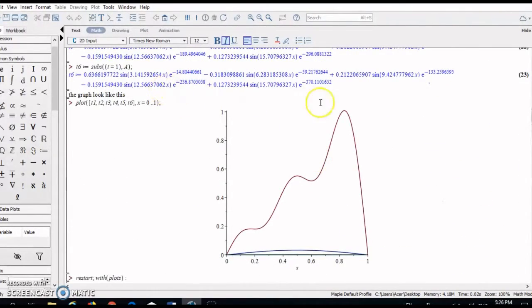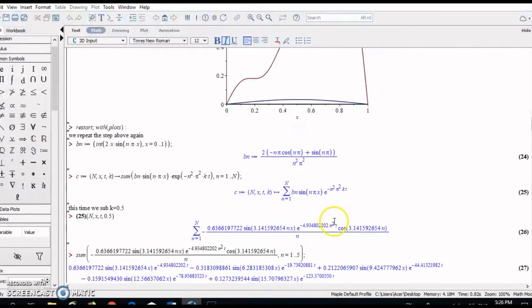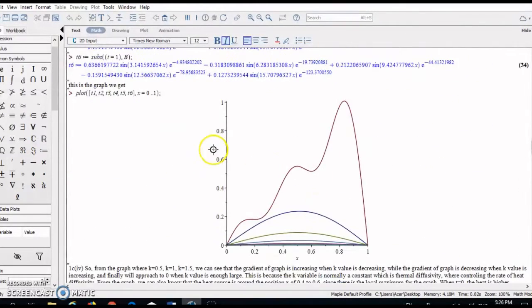When k is 1.5, the graph is like this. The gradient is lesser. But when k equals 0.5, the gradient here is steeper, meaning the gradient value is larger compared to k equals 1.5.